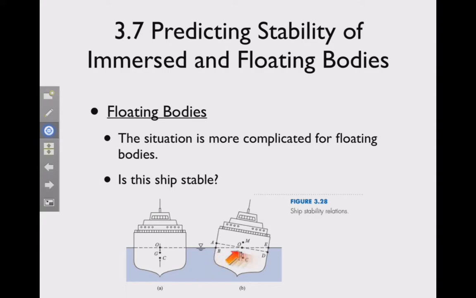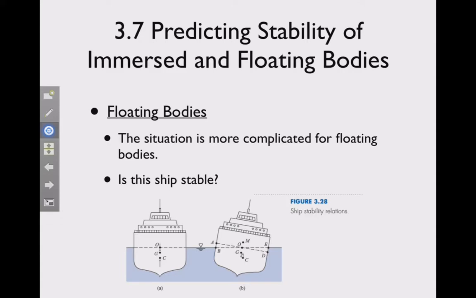Once it tilts, as we can see by this line AOD, the center of buoyancy is going to move outward from the center of gravity. We'll see that in a better figure in a minute. And thus it produces a righting moment on the ship. And so if the conditions are met, the ship will return to its equilibrium position.